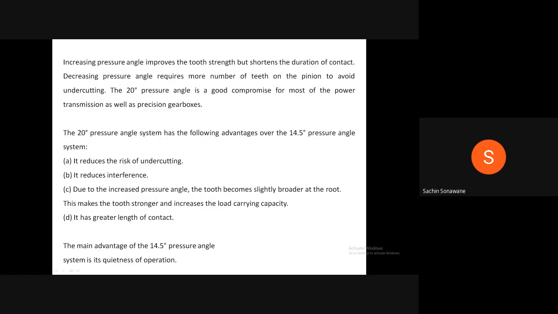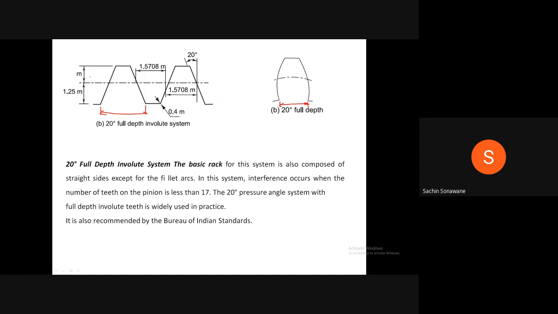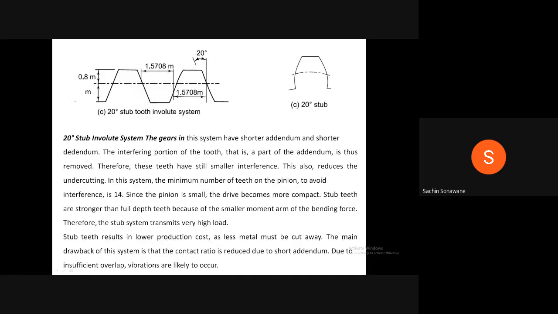And if you see, in case of 20-degree full depth involute, addendum height is 1 module and dedendum height is 1.25 times module. And in case of stub involute, addendum height is 0.8 times module, dedendum is 1 times module. That means in case of 20-degree stub involute system, addendum height is reduced. Why is it reduced, or why is the stub tooth there?